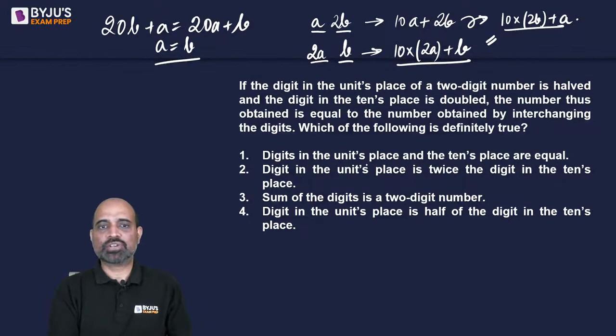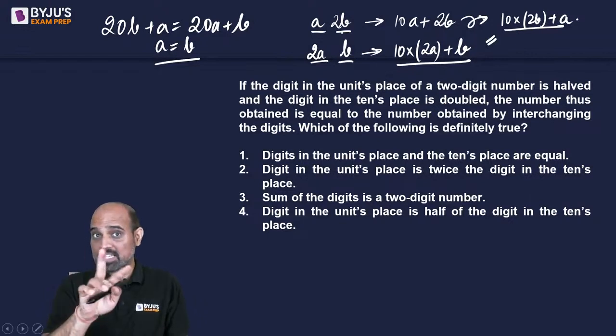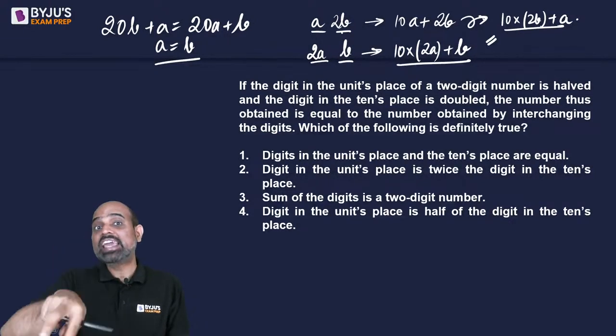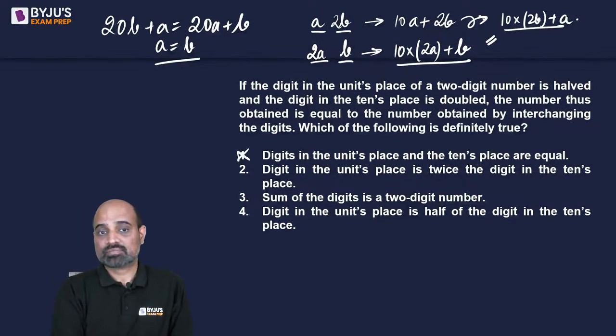So it says that units place digit and tens place digit are equal. No. The units and tens place digits are not A and B. They are A and 2B. Digit in the units place is twice the digit in the tens place. This is true. If you write A in place of B, the digit in the units place is 2A, the digit in the tens place is A.